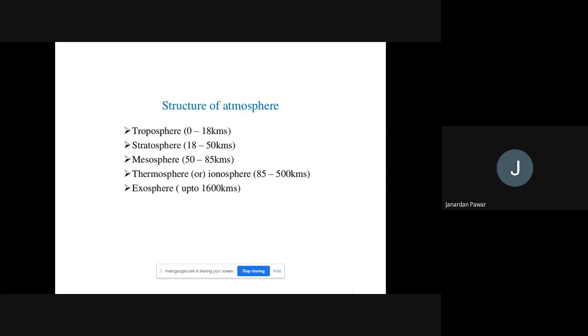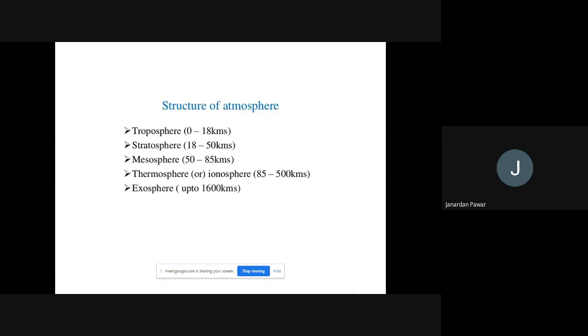Now the structure of atmosphere. As I told you, there is one particular structure. We have already seen this structure in images, but I'm going to brief you through this slide. The labels they have given: troposphere, which we saw yesterday, starts from 0 kilometers to 18 kilometers. Then stratosphere, 18 to 50 kilometers. Then mesosphere, 50 to 85 kilometers. Then thermosphere, also called ionosphere, from 85 to 500 kilometers. And the last one, exosphere, is up to 1,200 or 1,600 kilometers.